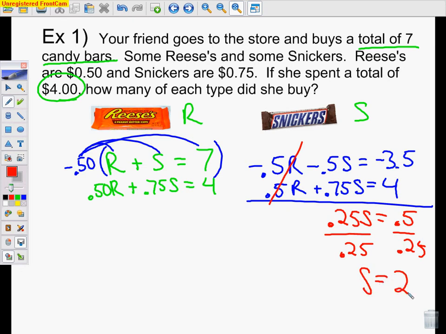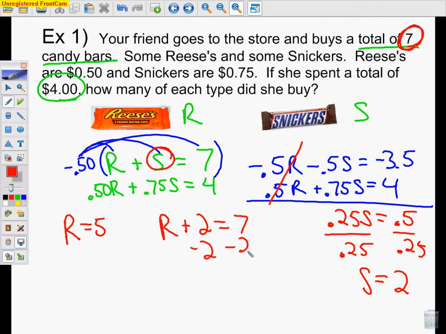Now, at the beginning we said that the total number of candy bars was 7. And if you had 2 Snickers, the rest of them had to be Reese's, so that obviously means it's 5. Now, if you didn't know that, you could have taken your original equation, R plus S equals 7, and we know S is 2. Instead of S, we put in 2. Subtract 2 from both sides, and we get R equals 5. So, once again, 5 Reese's, 2 Snickers.